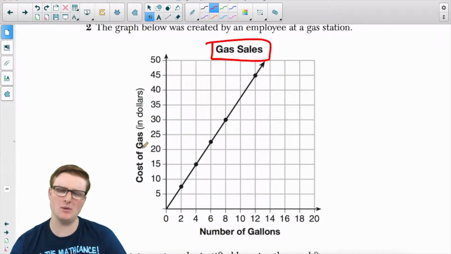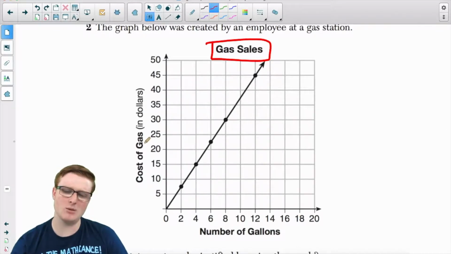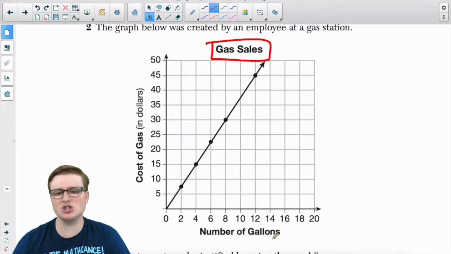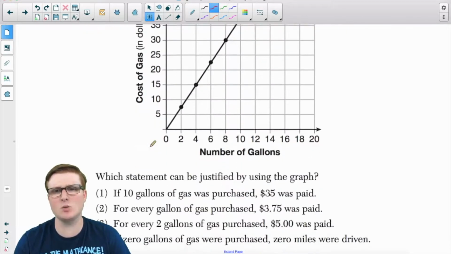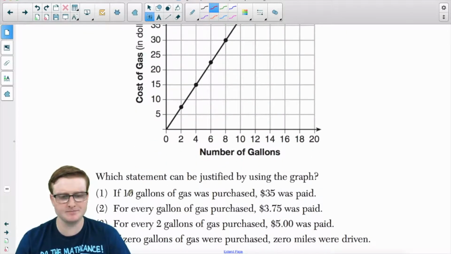That's interesting, though. Why would they? I would think that they would say number of gallons sold and then revenue earned. That's kind of a weird graph, but whatever. Let's just go with it.